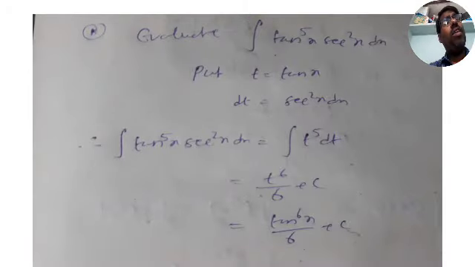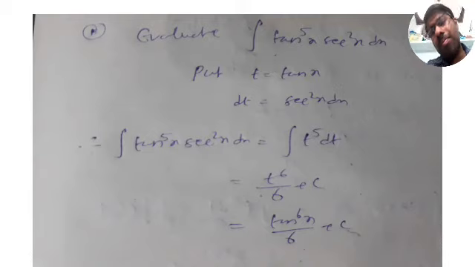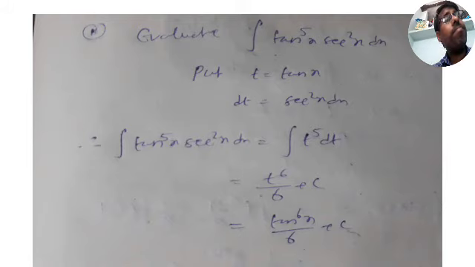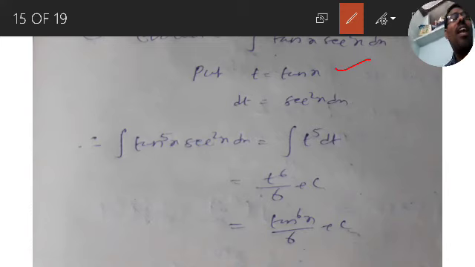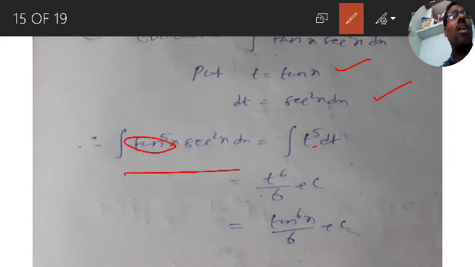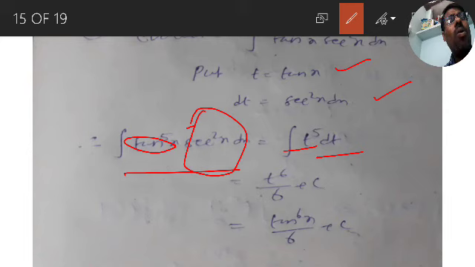Evaluate integration of tan power of 5 x into sec square x dx. Can you remember? Derivative of tan x is sec square x. So, what is the substitution? The substitution is t is equal to tan x, and derivative of tan x, dt is equal to sec square x dx. Now substitute. At the place of tan x, you have to write t, that is t power of 5. Sec square x into dx, you have to write dt. Clearly the unknown one is converted into known one.